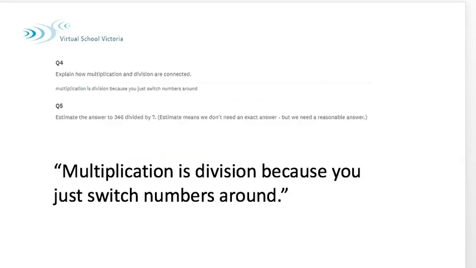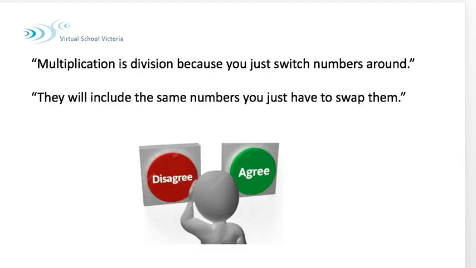In last week's quiz, a lot of people stated that multiplication and division are connected because you can just swap the numbers or switch the numbers around. Think about that for a moment. Do you agree that you can just switch numbers around or swap numbers to get the correct answer in division? Do you disagree or agree?